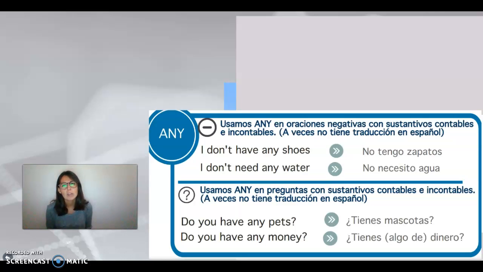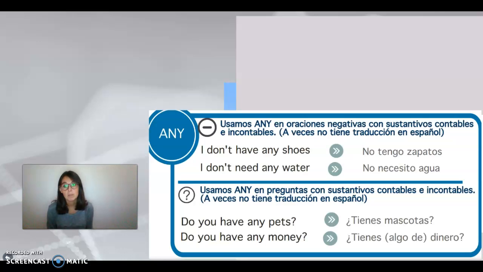I don't need any water. So you can use it either with countable nouns and uncountable nouns, right? Contables e incontables, mientras sea negativa la oración, estamos ok. Ahora, si voy a decir el número, no es necesario decir any. Right? So I don't have a pair of shoes. I don't have one pair of shoes.